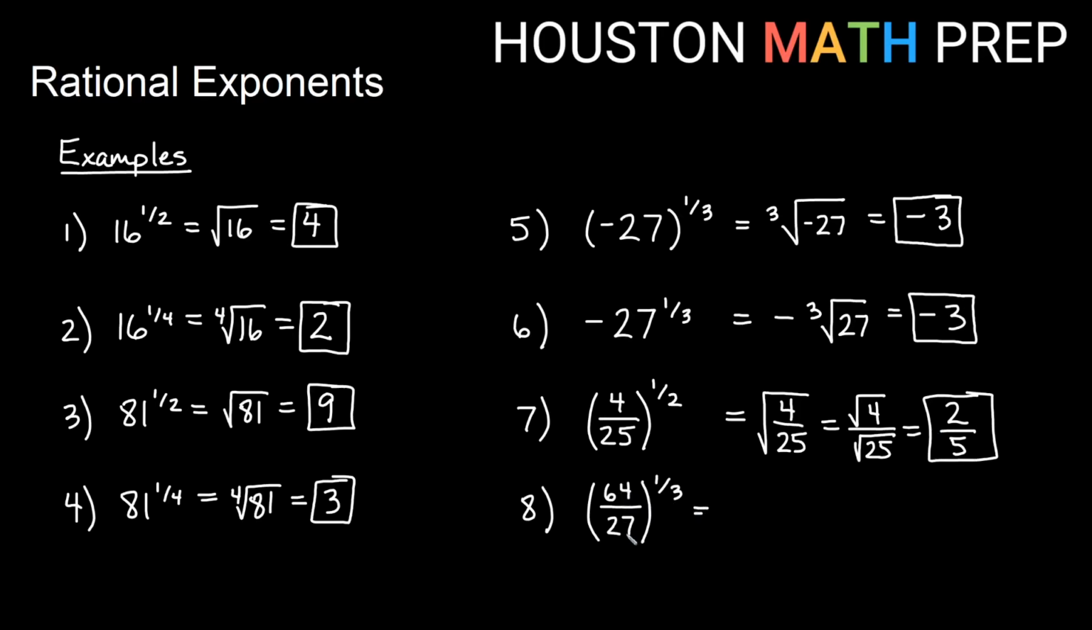Here we have 64 over 27 to the 1/3. So you can think of that as cube root of 64 over 27. You can do each of these cube roots separately. So think of this as cube root of 64 over cube root of 27. The cube root of 64, 4 times 4 times 4 is 64, so this one's 4, and we already said above the cube root of 27 is 3, so this one is 4/3 for our answer.